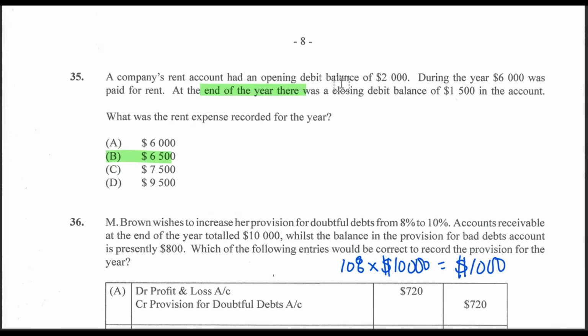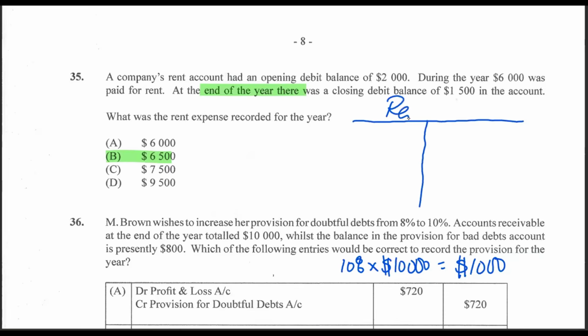Moving on to question 35. A company's rent account had an opening balance of 2,000. During the year, 6,000 was paid for rent. At the end of the year, there's a closing debit balance of 1,500 in the account. All right, let's put together a rent account pretty quickly. Let's see how these entries would appear.